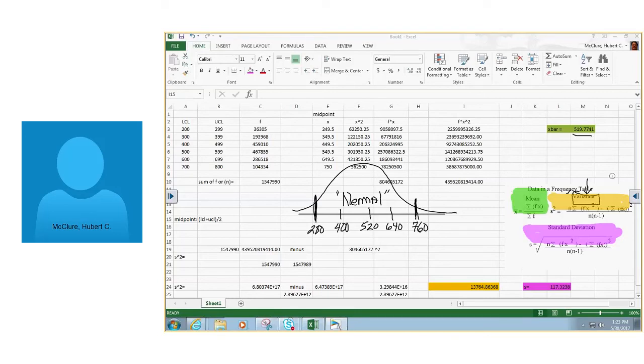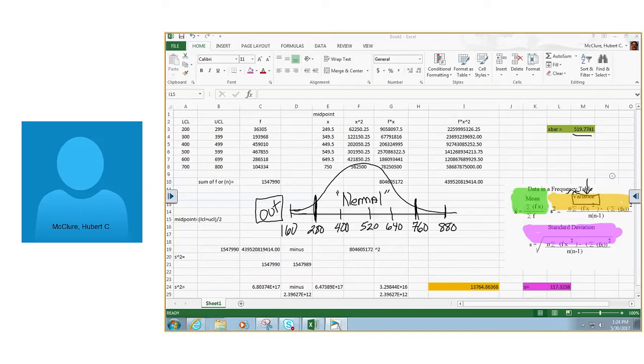So anything outside, okay, add one more. 760 plus 120 is what? 880. And anything below 280, 120 would be 160. So if you scored below 160, you're an outlier. I ain't gonna say what you really are, but you're an outlier.